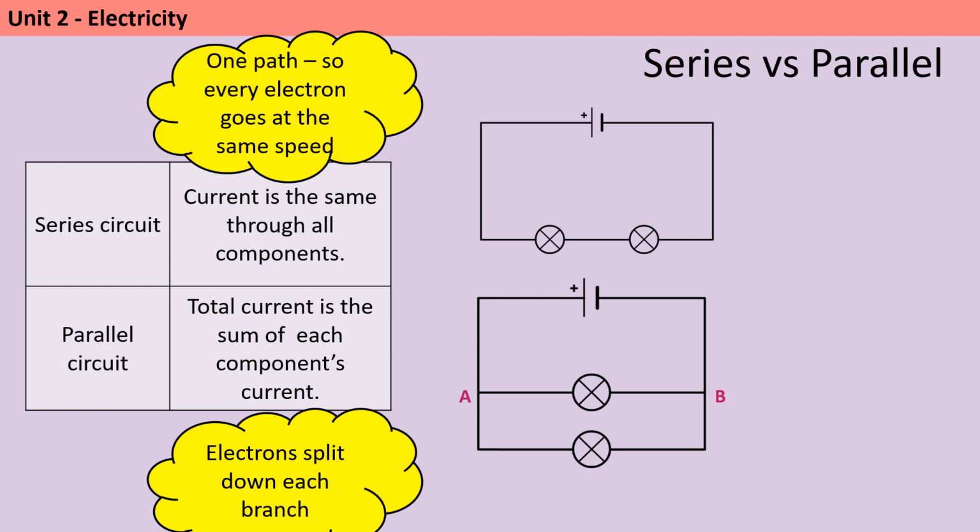So because there's only one loop and all of the charges are going the same way, they're all going to go at the same speed. So the current anywhere in that series circuit will be exactly the same. I can put my ammeter wherever I like.